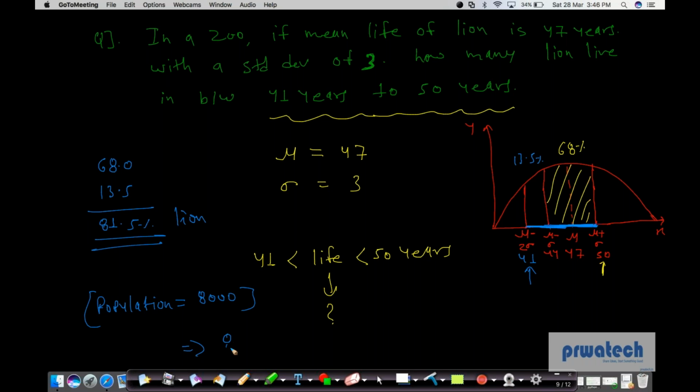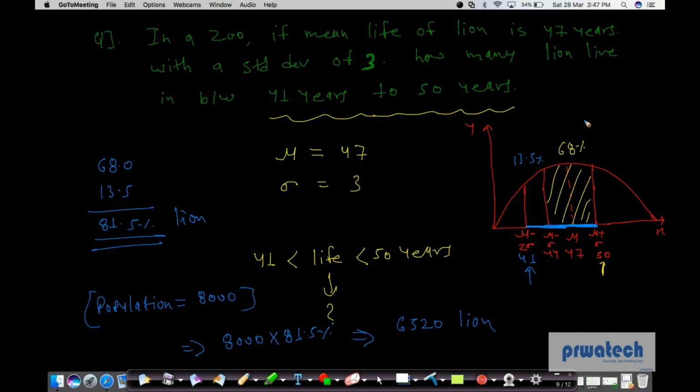So simple, 8,000 into 81.5%. What is the value of this? To solve this, I will use a calculator. 8,000 into 81.5, which is 6,520 lions. 6,520 lions live their life between 41 years to 50 years.